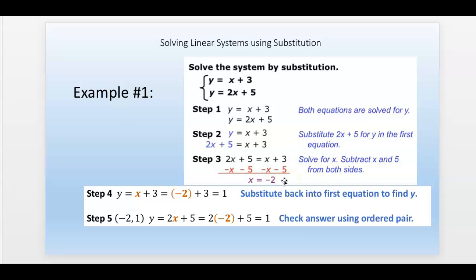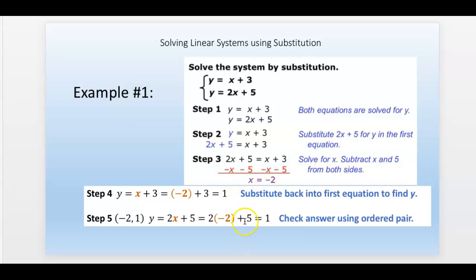You find out what one of the variables is. Usually you find out what x is. Then substitute it back into the first equation to find y. If y equals x plus 3, that's what the original equation says right here, then substitute x: -2 plus 3 equals 1. So y must equal 1.